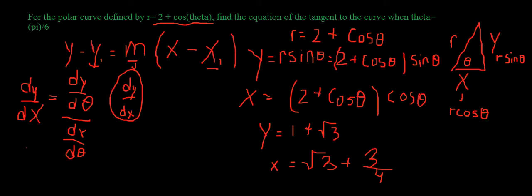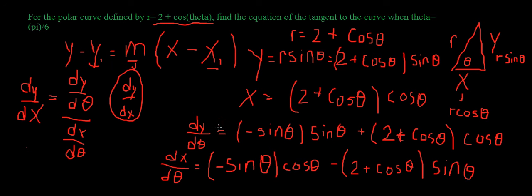You just use the product rule. If you find the derivative of this, dy d theta would equal negative sine theta times sine theta plus 2 plus cosine theta times cosine theta. That's just the product rule, and there's nothing special. And dx d theta would equal negative sine theta times cosine theta minus 2 plus cosine theta times sine theta. You derive this equation right here, it's nothing special.